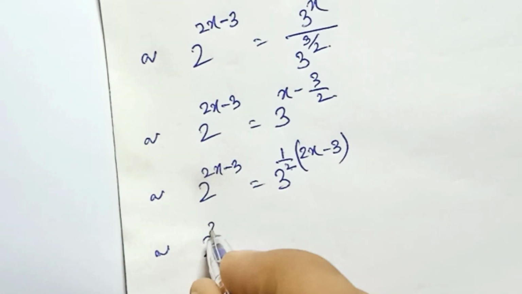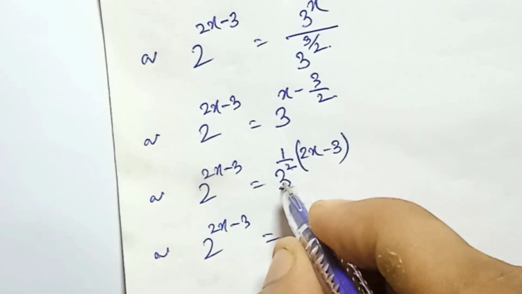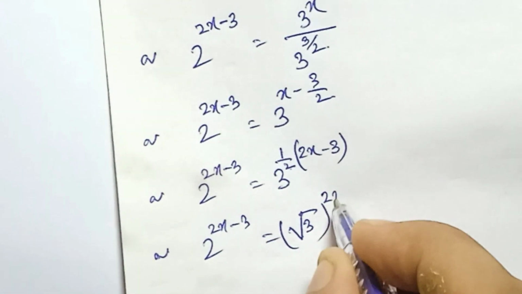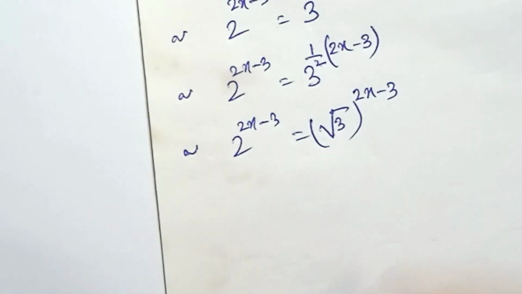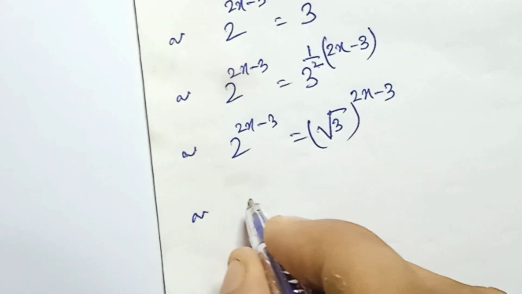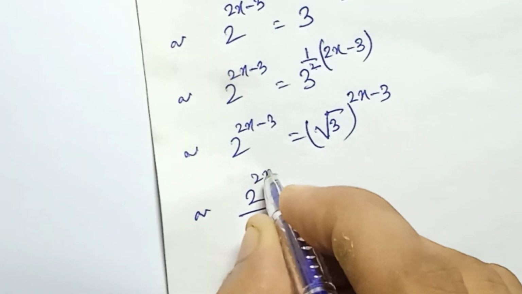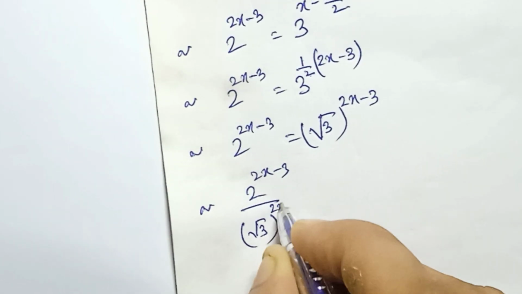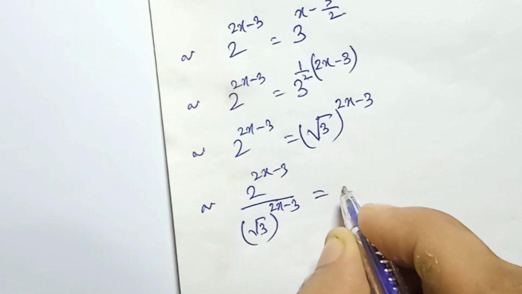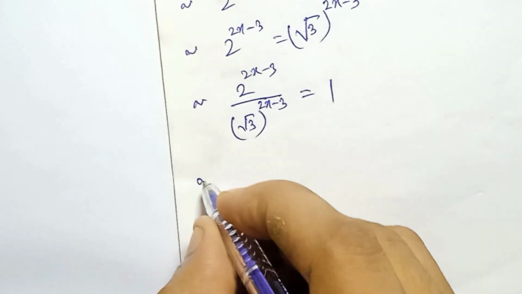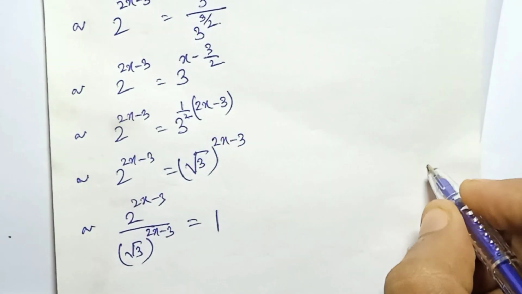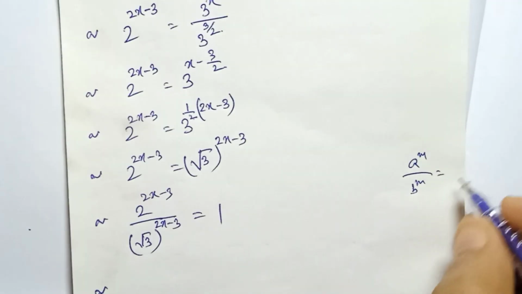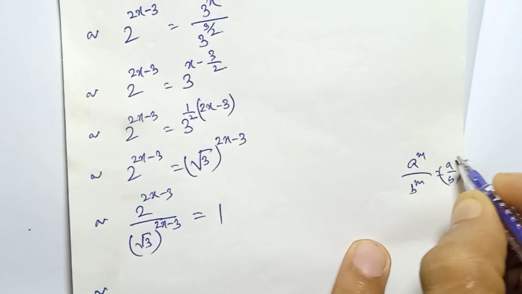So same as 2 to the power 2x minus 3 is equal to, this 3 will be under root of 3 to the power 2x minus 3. Take this 3 to this side: 2 to the power 2x minus 3 divided by root of 3 to the power 2x minus 3 is equal to 1. So if a to the power m divided by b to the power m, we can write it as a by b to the whole power m.